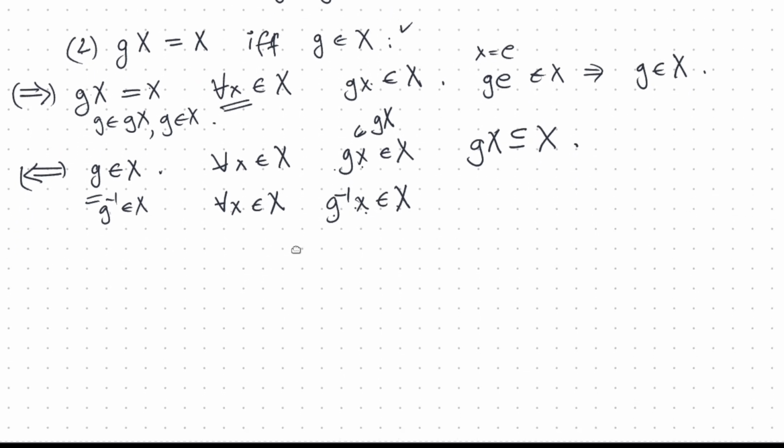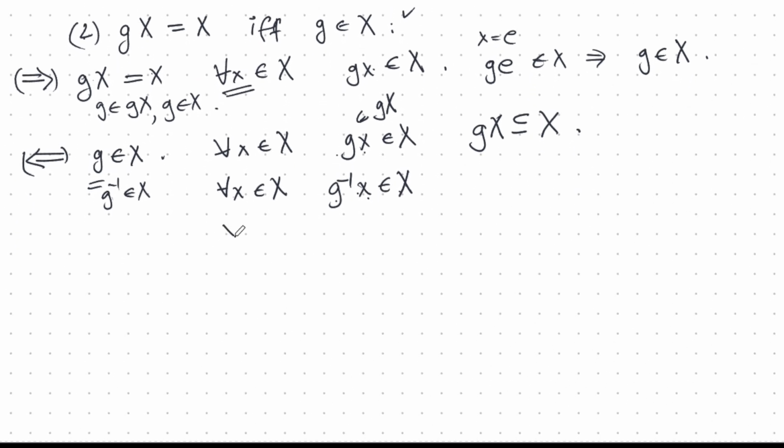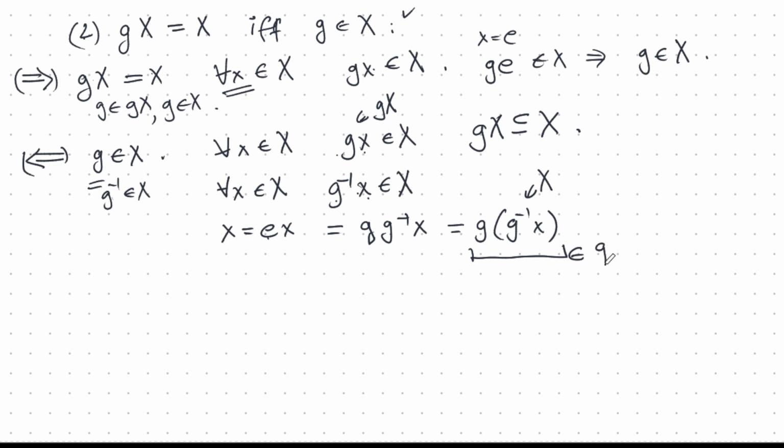Okay, let me make some room. Right, so a chain of reasoning. x is equal to ex, but this is equal to g g⁻¹ x, because g g⁻¹ is e. And this is equal to g times g⁻¹x, but g⁻¹x is an element in X, and so therefore this whole thing is an element in gX, the coset g of X.